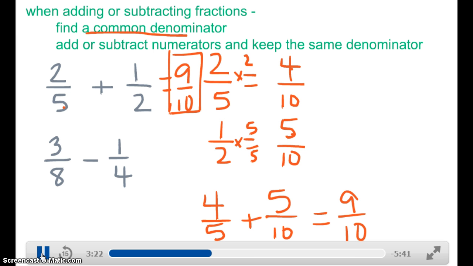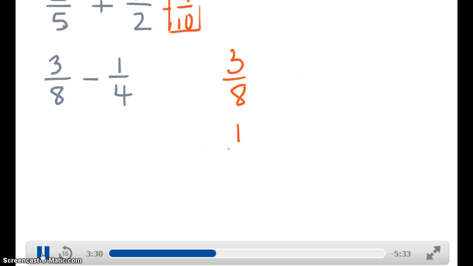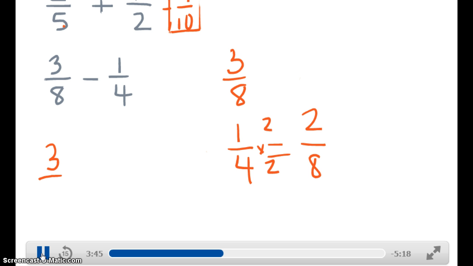Alright, next one. Now I have to find a common denominator. I have 3/8 and 1/4. I know that I can get 4 up to 8 by multiplying it by 2 halves. 4 times 2 is 8. 1 times 2 is 2. So what I end up with is 3/8 minus 2/8, and that is 1/8.